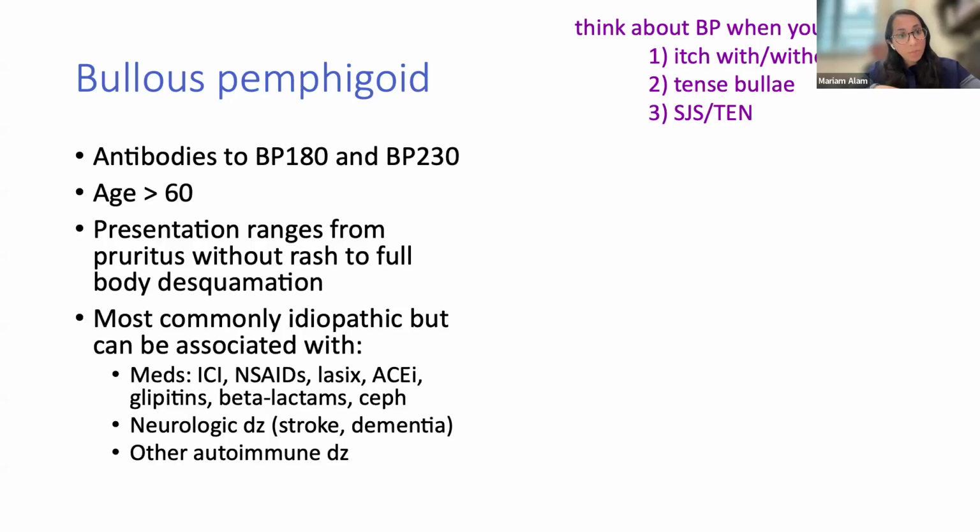Most commonly, it's idiopathic, but it's important to do a med review. We talked about these meds that it's associated with. In particular, I'd call out the immune checkpoint inhibitors and DPP4 inhibitors, the gliptins. There's this really interesting association between bullous pemphigoid and neurologic disease. So it's more common in patients with dementia and stroke, and I don't think we really know why, but just interesting. And then it can be associated with other autoimmune disease as well.